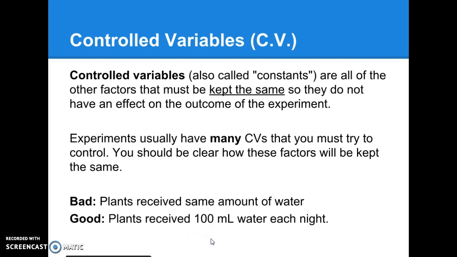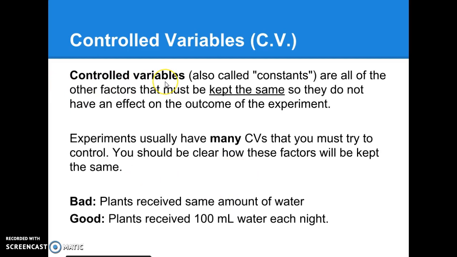Okay. Controlled variables, also called constants. Those are anything that you keep the same between all of your different groups. So if we were looking at the ice and liquid example, the amount of liquid that you used for each of your groups would have to be the same. The cup that you used would have to be the same. The number of ice cubes that you used would have to be the same. Those are all controlled variables. And you're always going to have many controlled variables. There's not just going to be one.